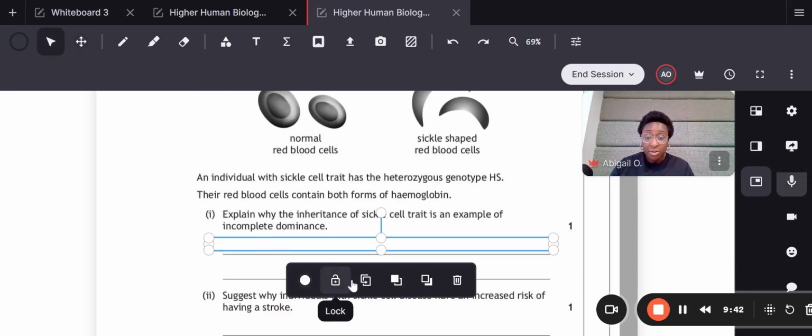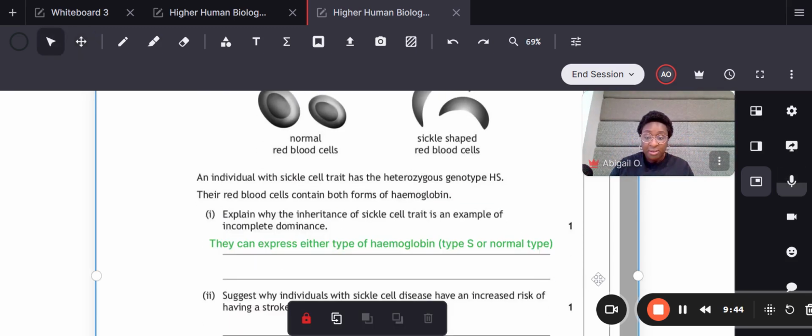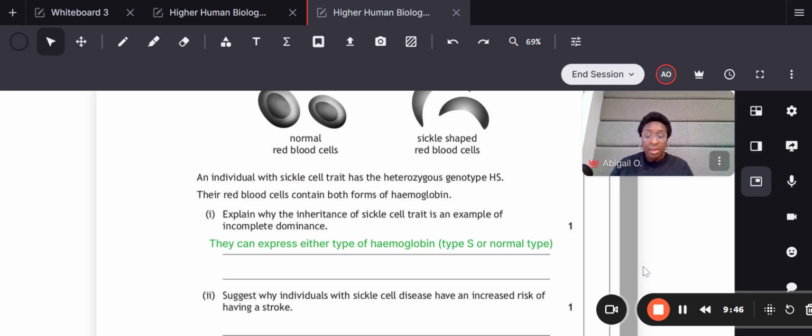And that's why the answer to this question is that the reason that this is an example of incomplete dominance is because they can express both types of hemoglobin, the normal type and the sickle type. And it's almost creating a third genotype and phenotype, which is its own unique thing.